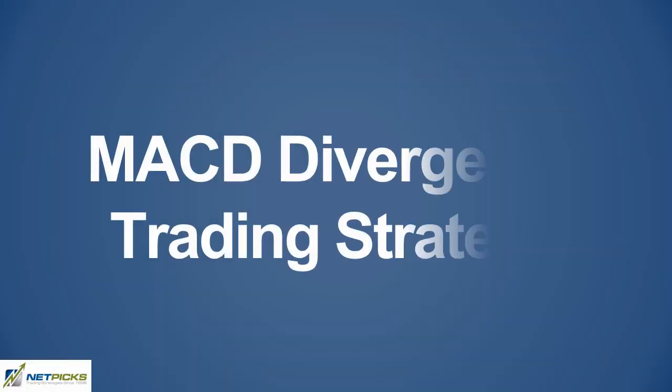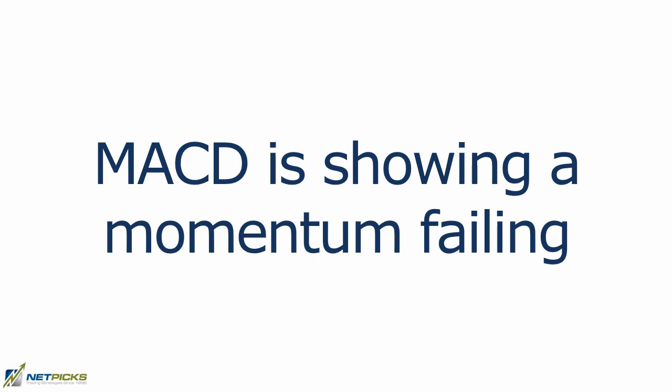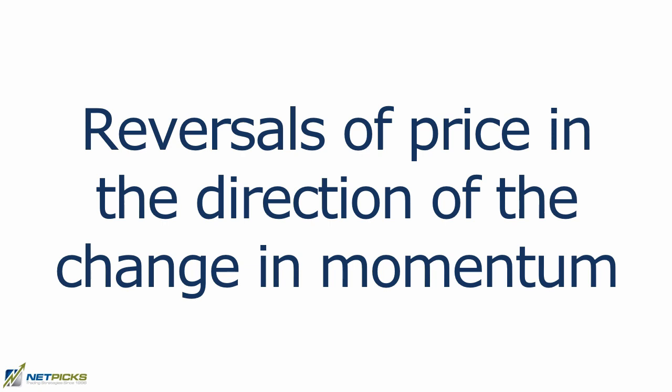So now you understand what that is. Let's look at how we can use it alongside some price action. So we want to understand the idea of what we're trading. Okay, so the MACD is showing momentum in the current direction, right? And then we see a reversal of price in the direction of the change in momentum.